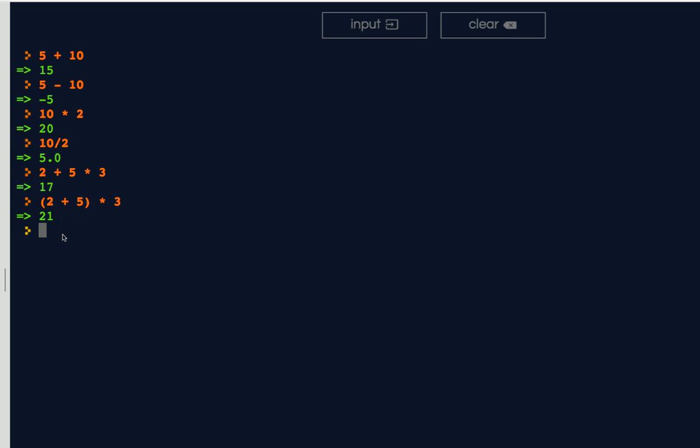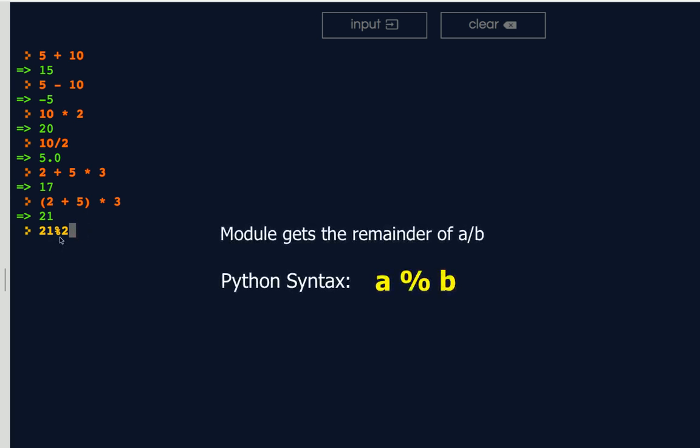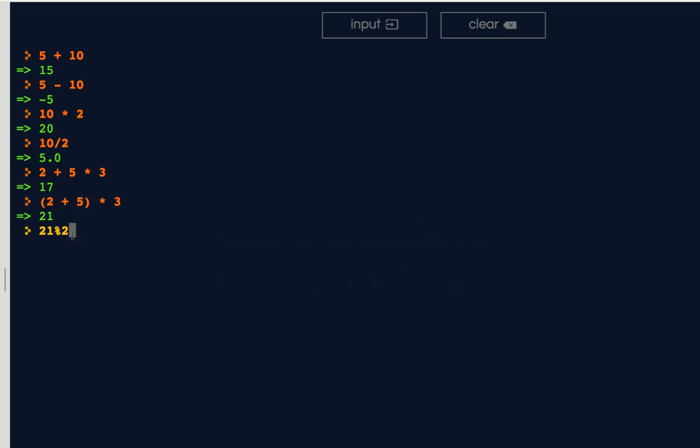Now let's see how to find the remainder if we divide 21 by 2. Actually, if you divide 21 by 2 you will get the quotient, but what if you want the remainder? So we will use a sign called modulo. Normally in mathematics we use this sign as a percentage, but in programming we call it modulo, and it will give the remainder. So if we divide 21 by 2, the remainder will obviously be 1. But what if we find the remainder of 20 by 2? It should be 0, right? Yeah. And 22 by 3, I think again the remainder should be 1.